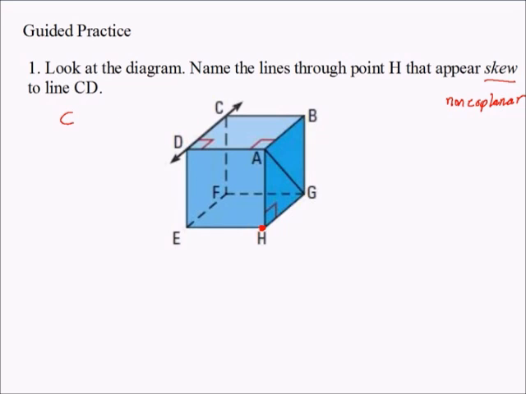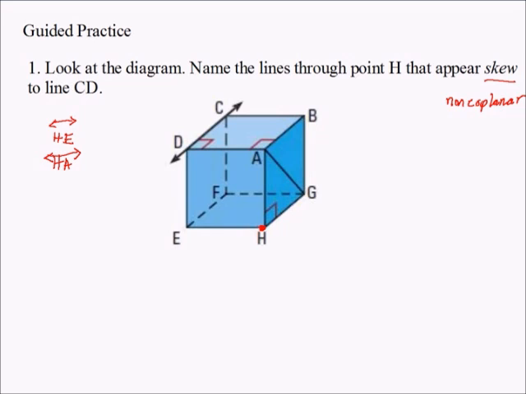So let's do line HE. Let's see. Line HA is going up and down, CD is going left and right. So we could do HA. So HE, HA.